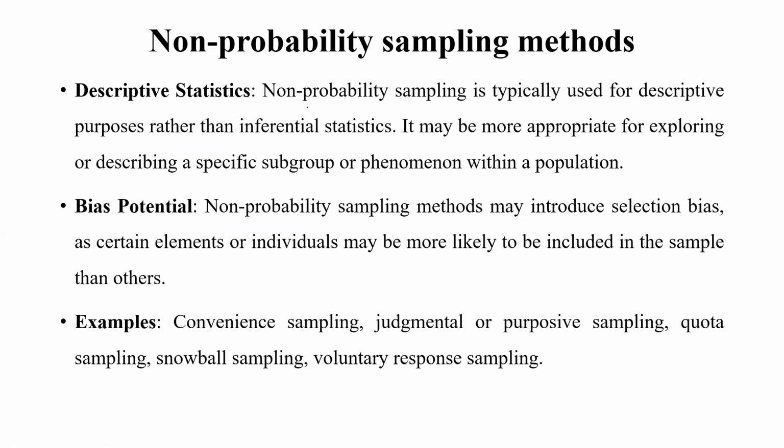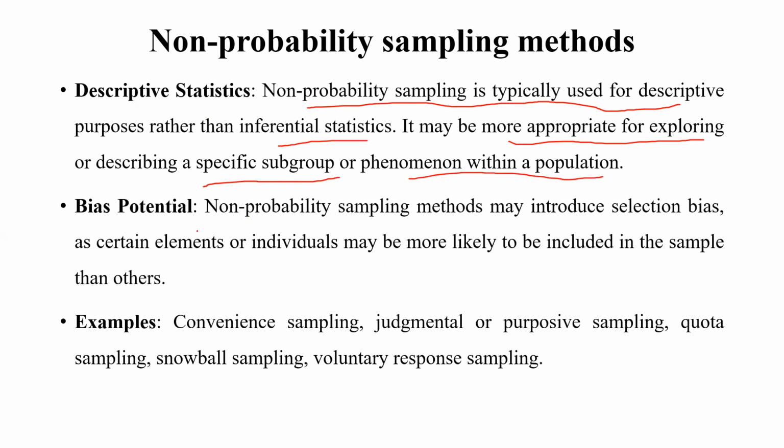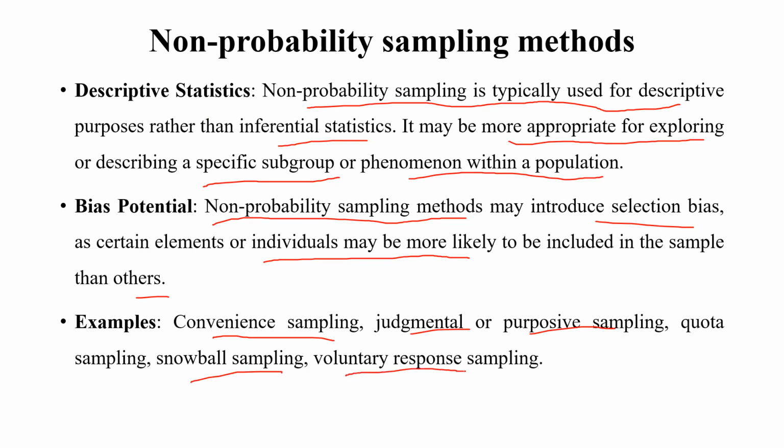So, descriptive statistics: non-probability sampling is typically used for descriptive purposes rather than inferential statistics. It may be more appropriate for exploring or describing a specific subgroup or phenomenon within a population. Bias potential: non-probability sampling methods may introduce selection bias as certain elements or individuals may be more likely to be included in the sample than others. Examples: convenience sampling, judgmental sampling, purposive sampling, quota sampling, snowball sampling, voluntary response sampling are types of non-probability sampling methods.